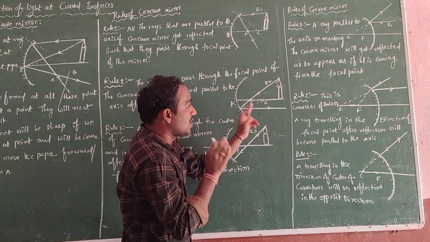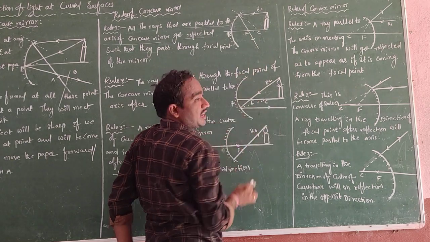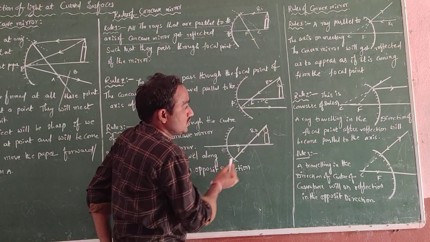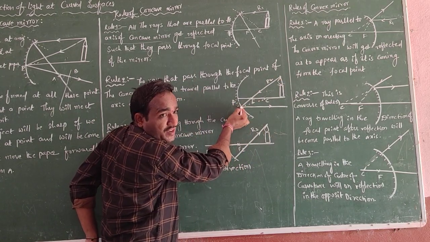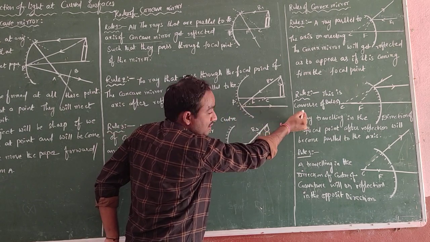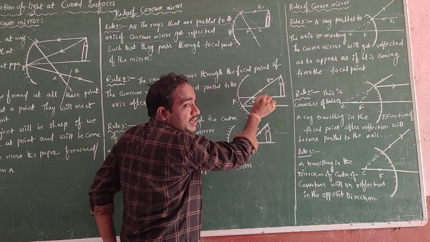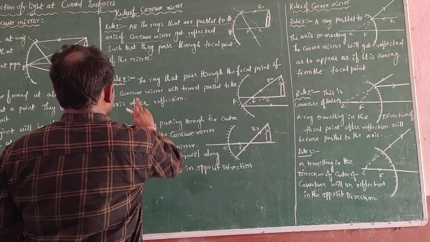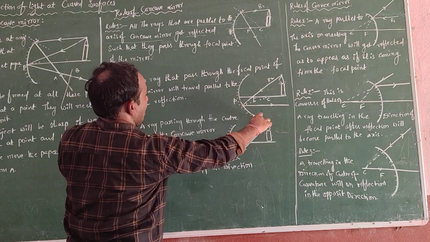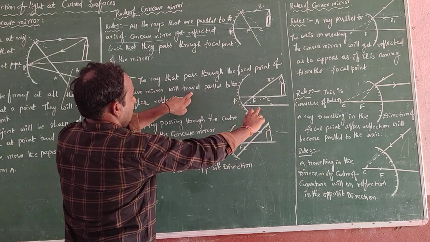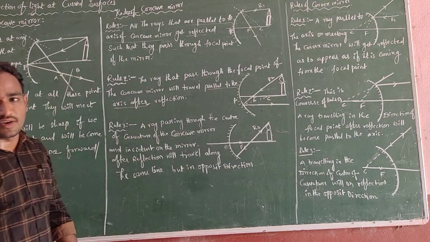Here we represent the rays as R1 and R2. The R2 ray passes through the focal point, strikes the surface of the concave mirror and gets reflected. The reflected ray, with respect to the principal axis, both are parallel. So that's what we understand. The ray that passes through the focal point of a concave mirror gets reflected, and the reflected ray is parallel to the axis after reflection.